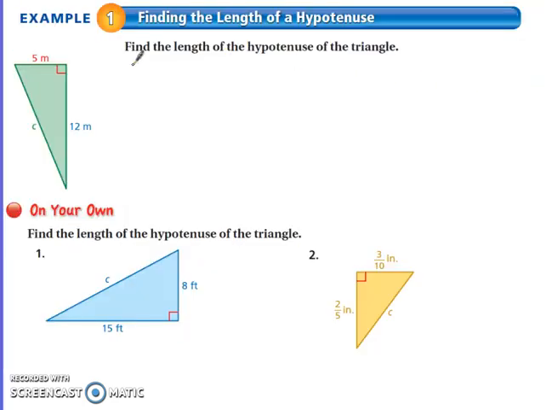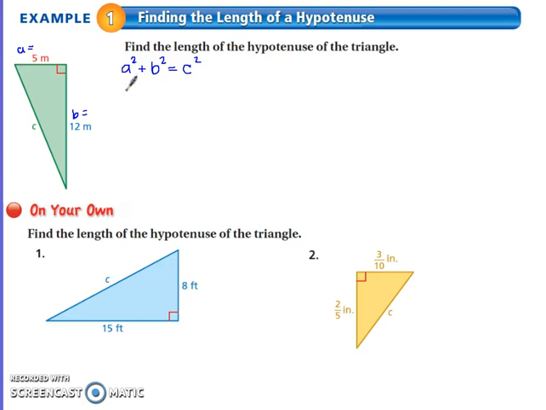In example 1, I want to find the length of the hypotenuse. We're going to use the relationship that we know in right triangles to help us find the length of that hypotenuse. So I know the Pythagorean theorem says that if I square one of the legs and add that to the square of the other leg, I get the square of the hypotenuse. The legs here, we are told, are 5 and 12. It doesn't matter which one's A and which one's B.